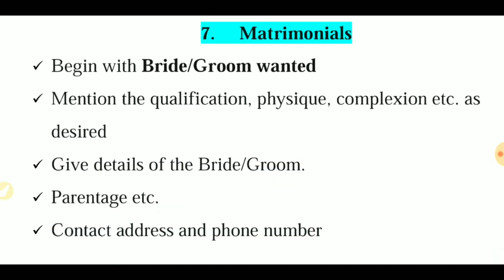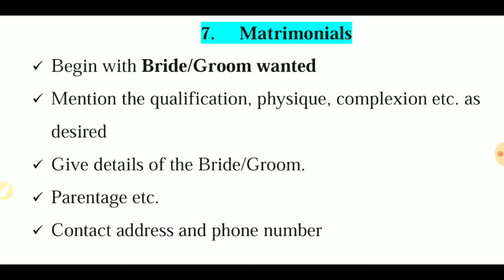The last type is matrimonials. They always begin with bride or groom wanted. Mention the qualification, physique, complexion, etc. as desired. What is your desire? What you want should be mentioned. Give details of the bride or groom. The other partner should be mentioned in the advertisement in detail.